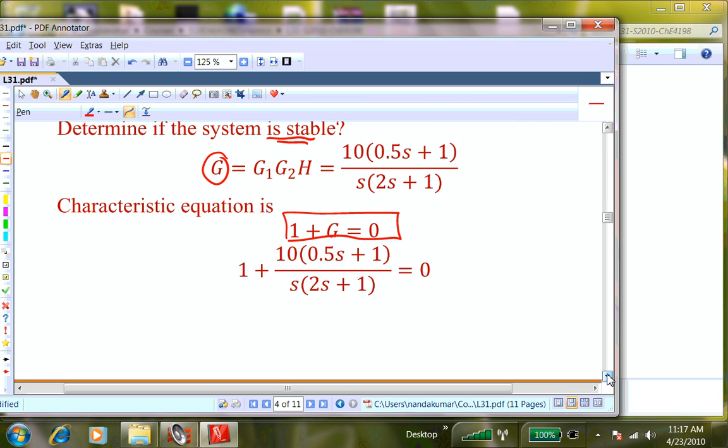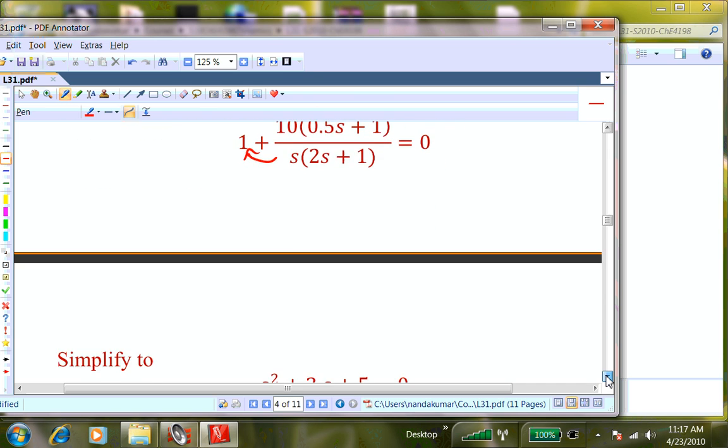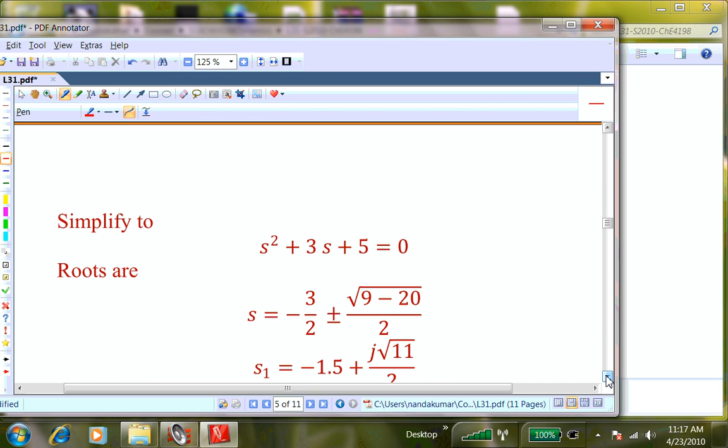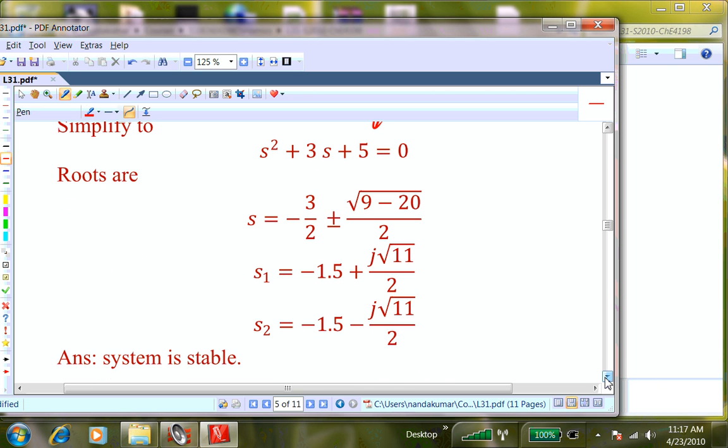So it's simply a matter of substituting for G, which is G1, G2, H, and so you have 1 plus 10 times (0.5s plus 1) divided by (s times (2s plus 1)). Set that equal to 0, multiply and simplify, and eventually you will get a polynomial. The polynomial in this case happens to be s squared plus 3s plus 5. In general, there will be some Kc appearing here because we don't want to substitute the Kc value. In this case, we have substituted it. You should be able to solve a quadratic equation, so the roots are minus 1.5 plus or minus j times square root of 11 over 2. Is the system stable? Obviously, the system is stable.